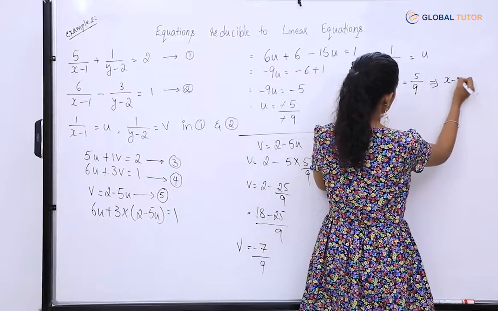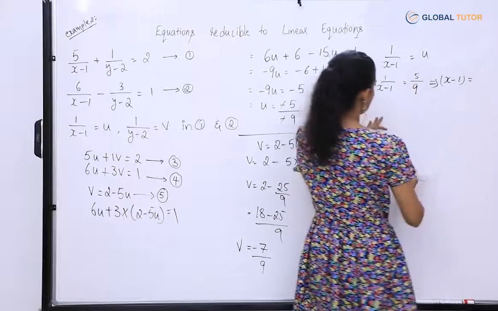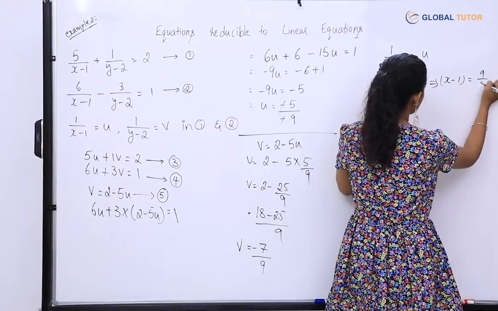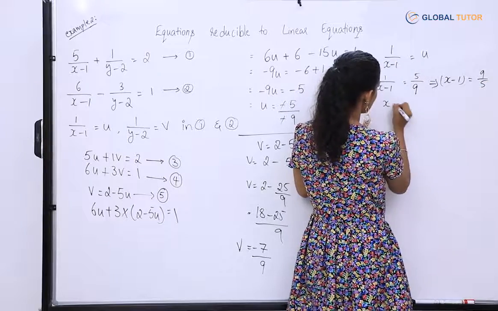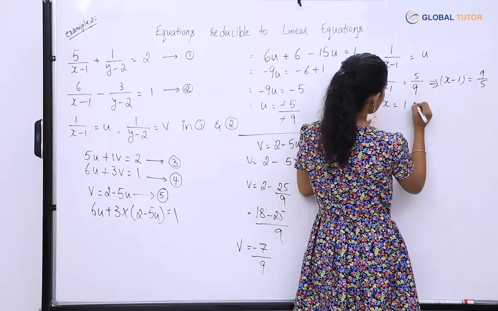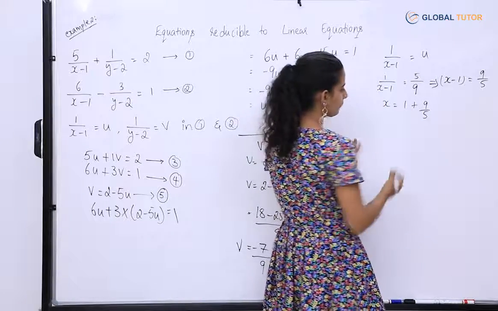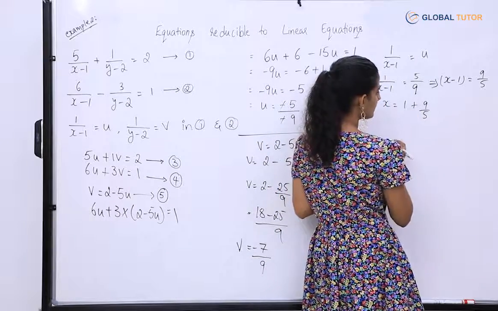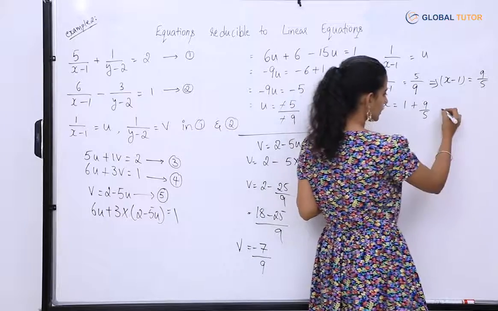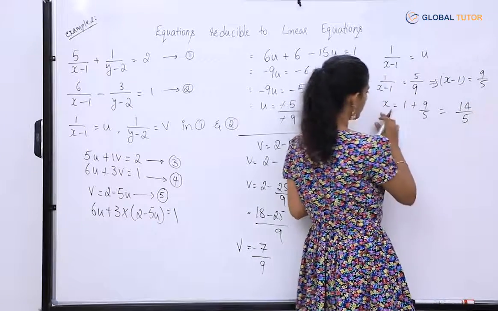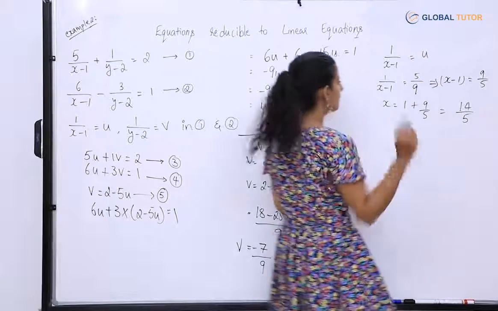So x minus 1 is equal to 9 divided by 5. So x is equal to 1 plus 9 divided by 5. Here the LCM is 5. So 5 plus 9 will be 14. 14 divided by 5. So the x value is 14 by 5.